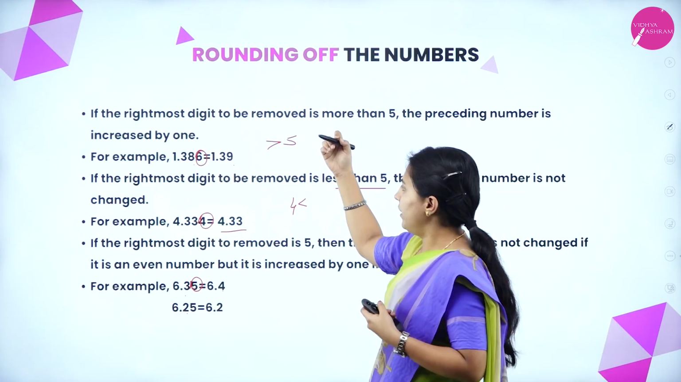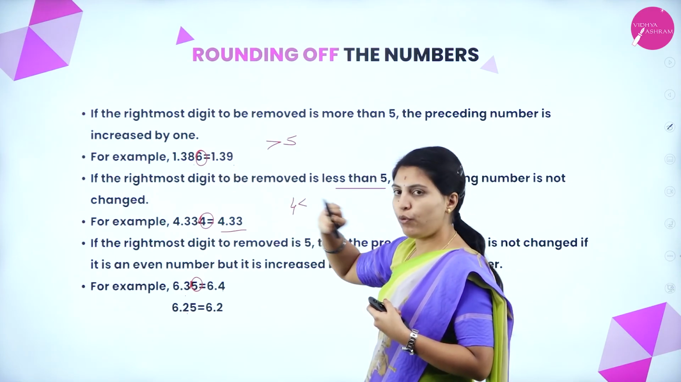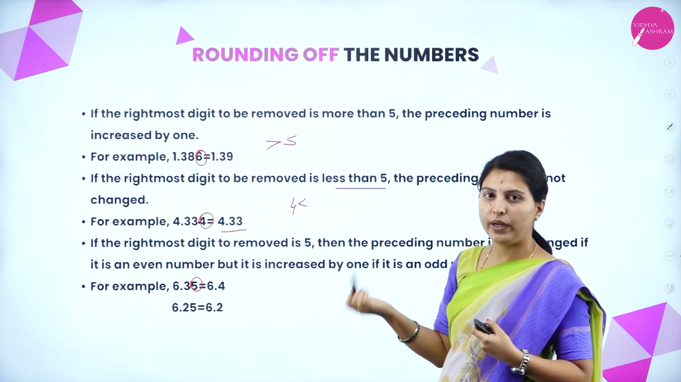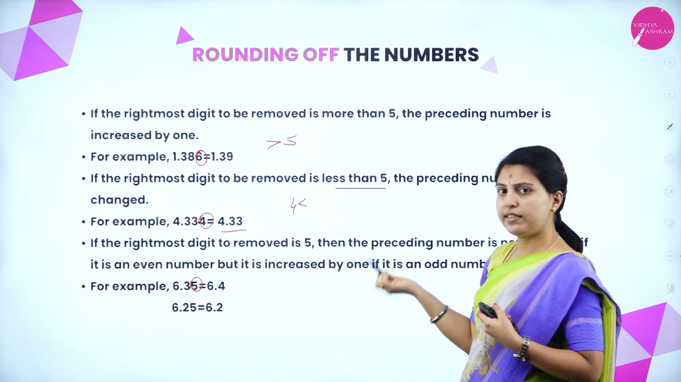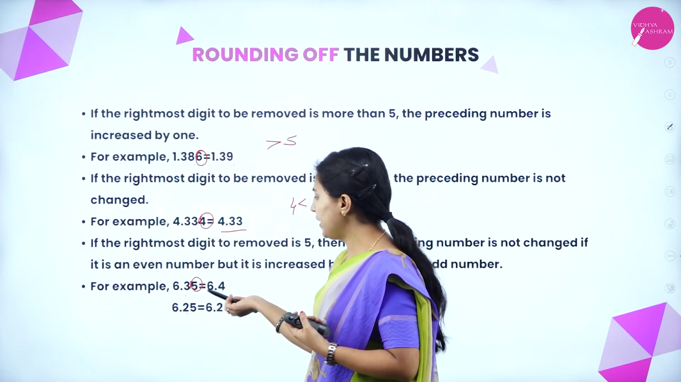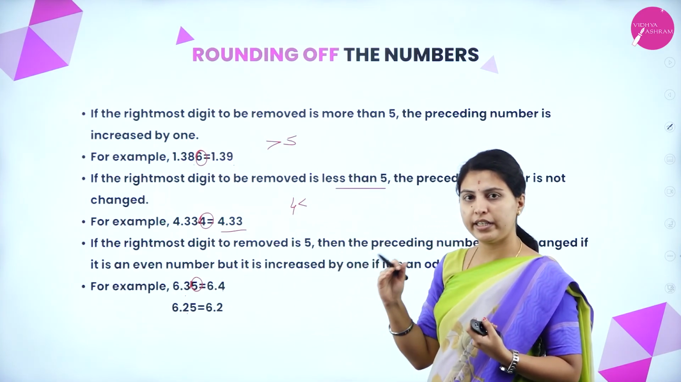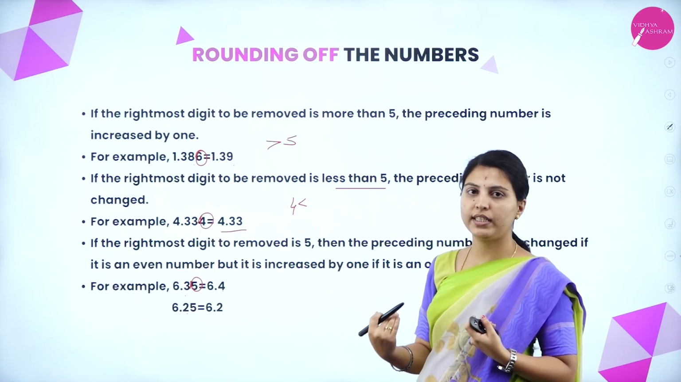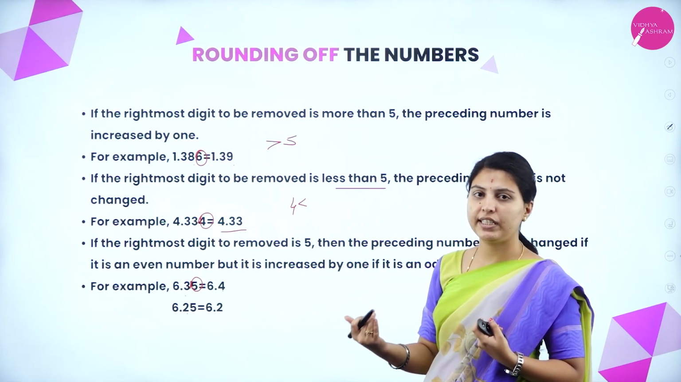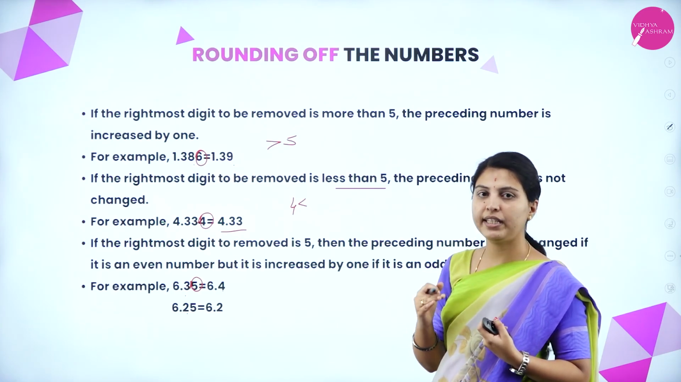Once again, for the digit next to the last digit that you want to remove, if it is more than 5, the preceding digit has to be plus 1. And if the rightmost is less than 5, it cannot change. And if the removable digit is 5 and the preceding one is odd, then it will be increased by 1 unit. If it is even, it will not increase, it remains as such.